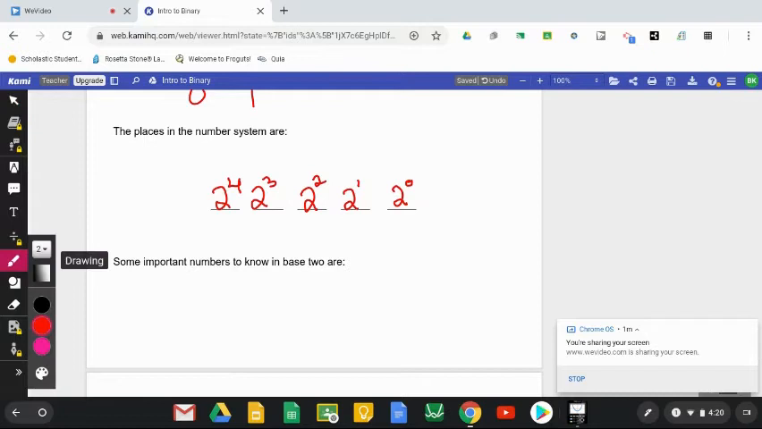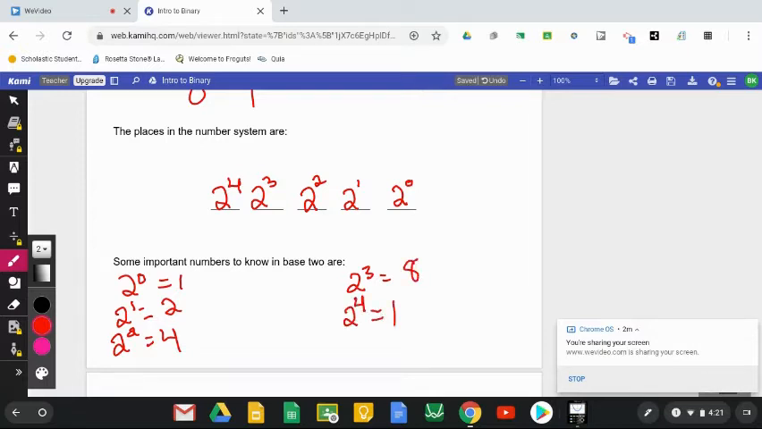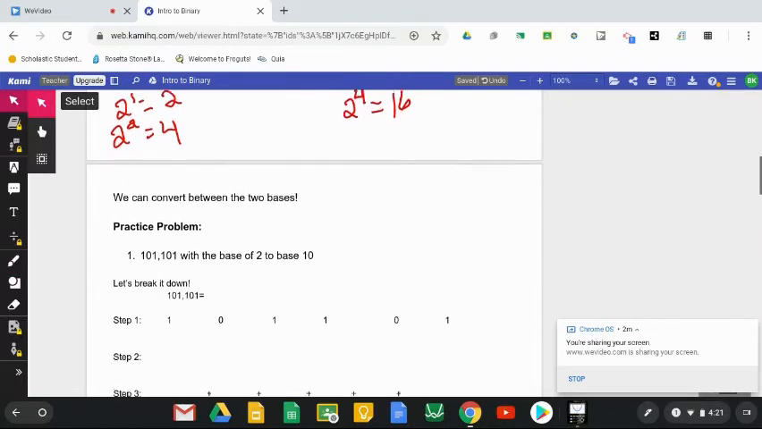So what are some important things to know? Some important numbers to know in base 2 are 2 to the 0, 2 to the first, 2 to the second. We're going to need to know how to calculate these. First thing, anything to the 0 power is 1. 2 to the first is 2. 2 to the second is 2 times 2, 4. 2 to the third, 2 times 2 times 2, that's 8. If I keep going, 2 to the fourth is 16. They're important numbers to know, but we're going to use some form of calculator to calculate those also.